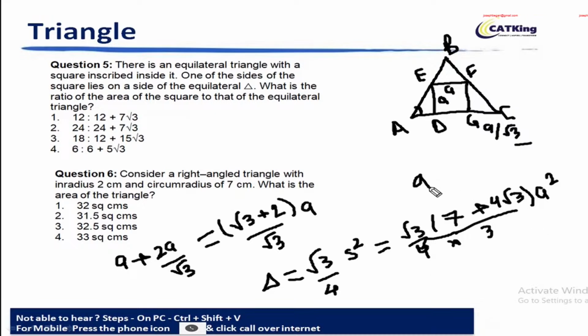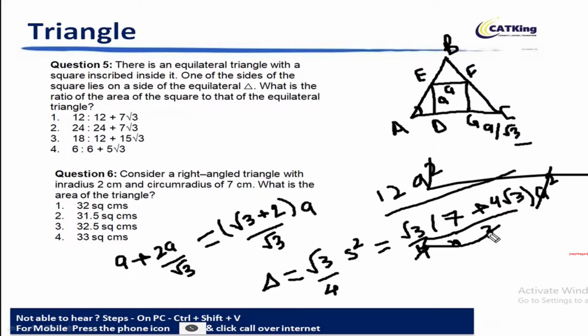Area of square will be how much? A square. So a square upon this. So this 12 will go to the numerator, right? A square gets cancelled. So 12 upon 7 root 3 plus 12. So 12 upon 12 plus 7 root 3. This is the correct answer, right?